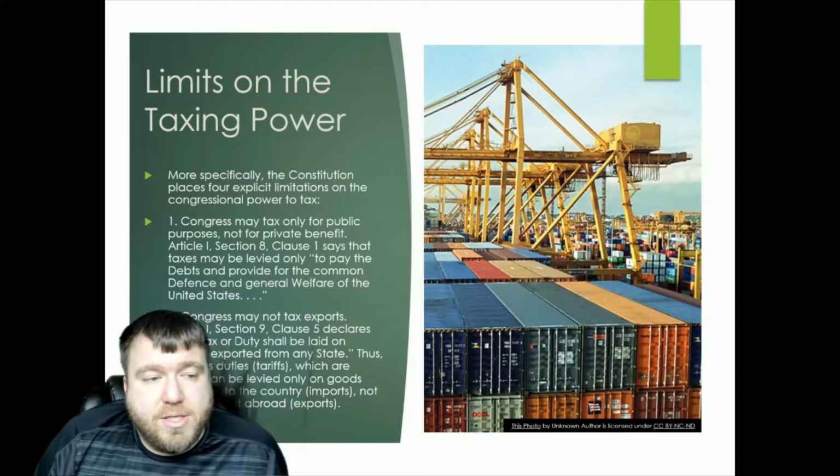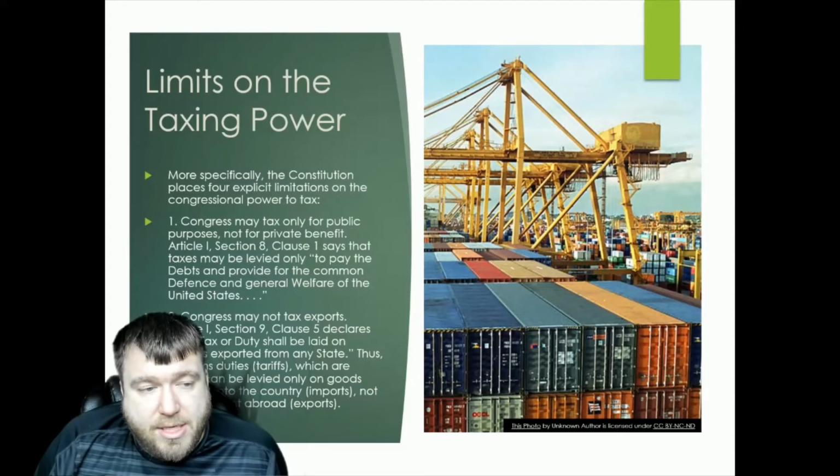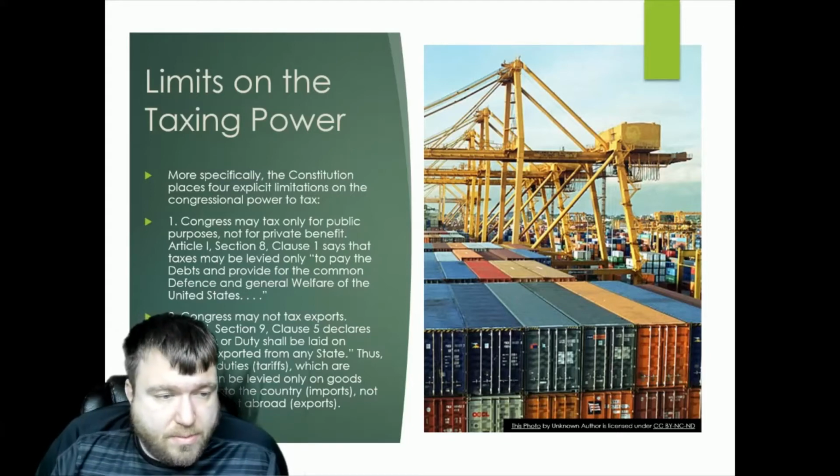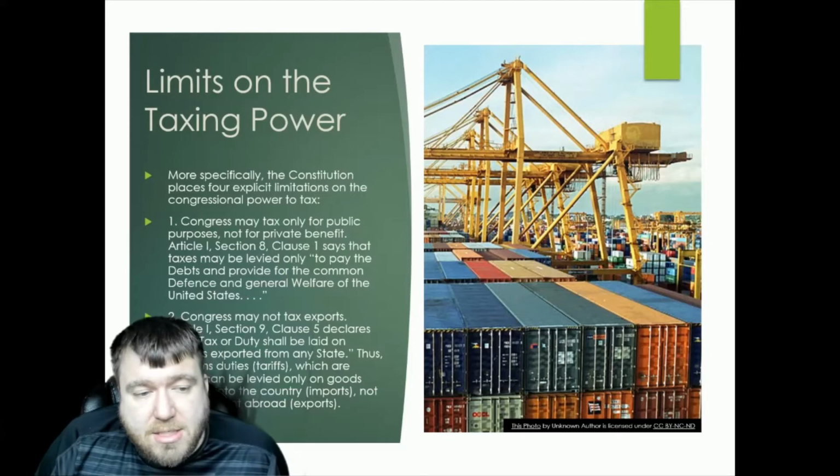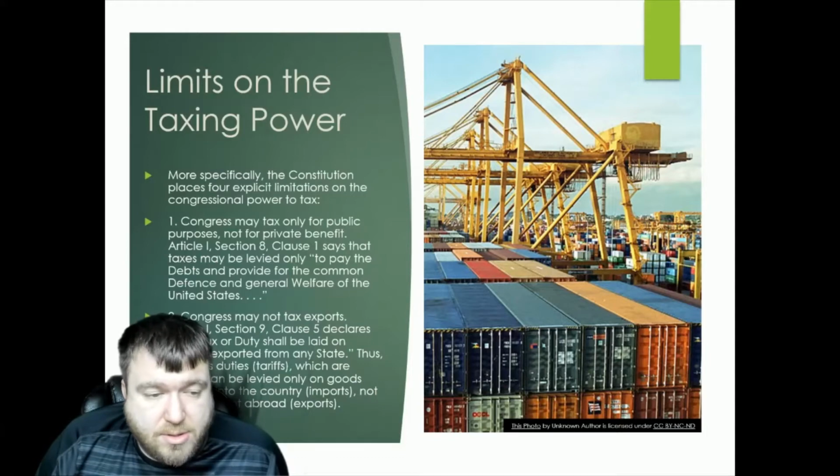More specifically, the Constitution places 4 explicit limitations on the congressional power to tax. 1. Congress may tax only for public purposes, not for private benefit. Article 1, Section 8, Clause 1 says that taxes may be levied only to pay the debts and provide for the common defense and general welfare of the United States.